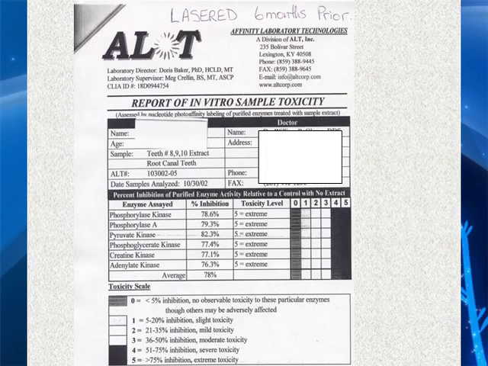This is the same patient. 3 other teeth had to be removed at the 6-month mark after having the laser treatment done. Look at the toxicity level. It is at its peak. It can't go any higher than 5. Look at the inhibition percent, that those 3 teeth inhibit the body's ability to create ATP by 78%. That's remarkable.